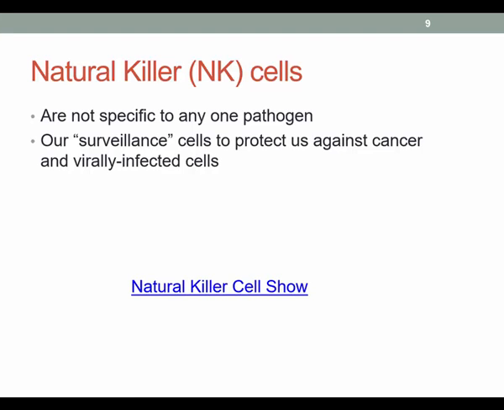Natural killer cells are nonspecific warriors which run around and watch for cells that have become corrupted. For example, maybe they've turned into cancer cells, or they've been infected by a virus. So it's kind of like our surveillance policemen running around. They're not necessarily specific for one type of cancer or one type of virus, but are looking for cells that have become corrupted or gone to the dark side.